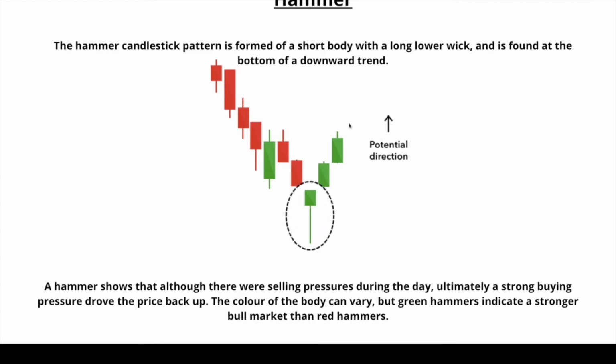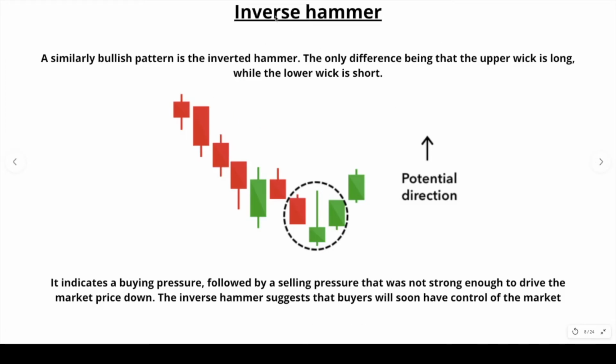price to the upside. Following the hammer, we have the inverse hammer. A similarly bullish pattern is the inverted hammer. The only difference being that the upper wick is longer while the lower wick is shorter. It indicates a buying pressure followed by a selling pressure that was not strong enough to drive the market price down. The inverse hammer suggests that buyers will soon have control of the market.